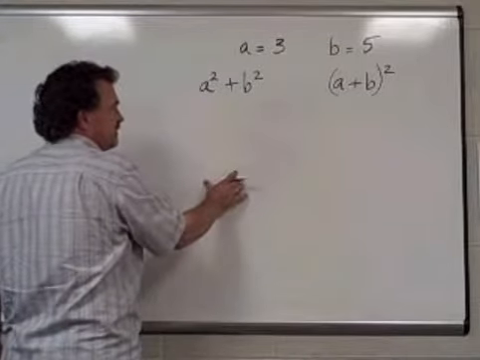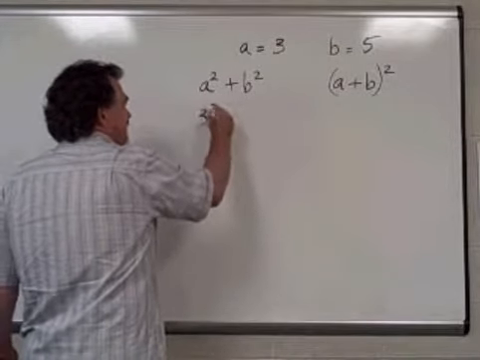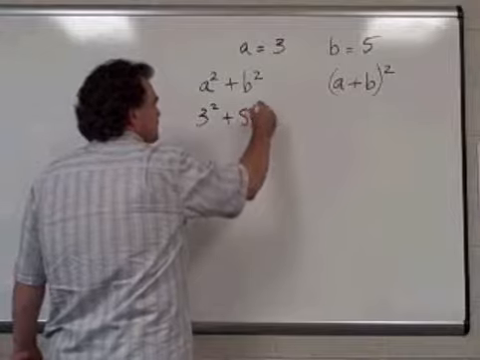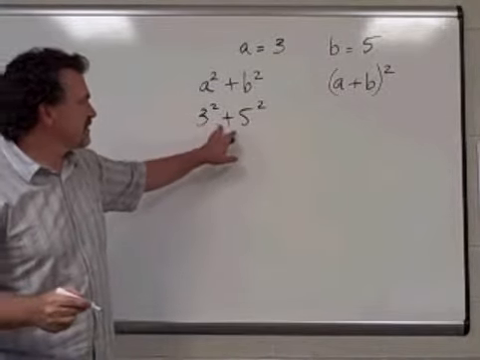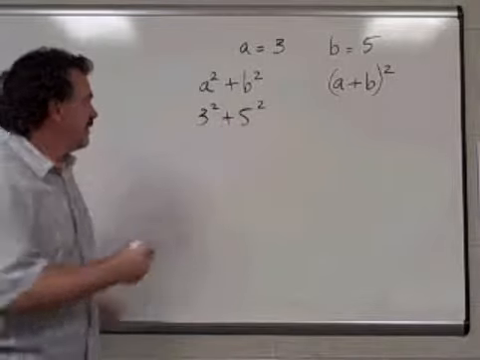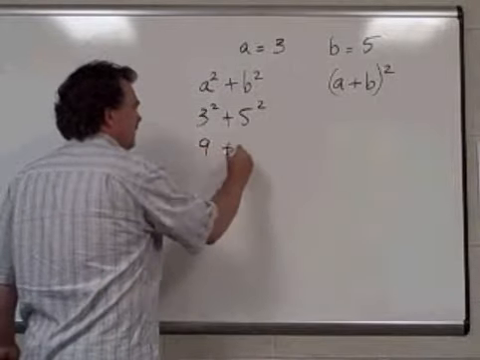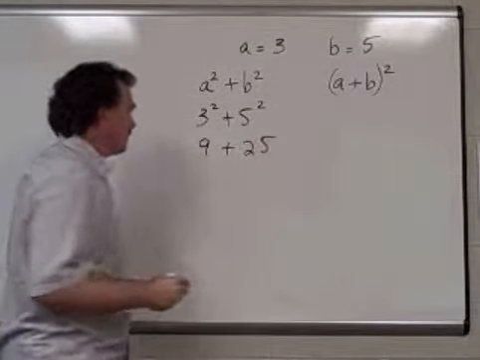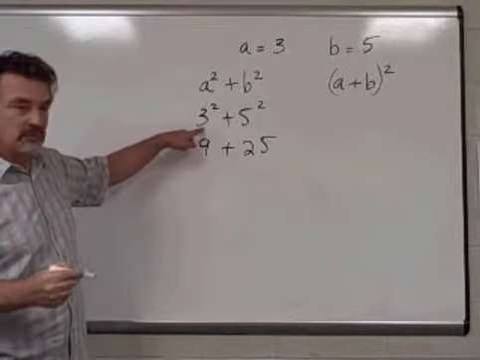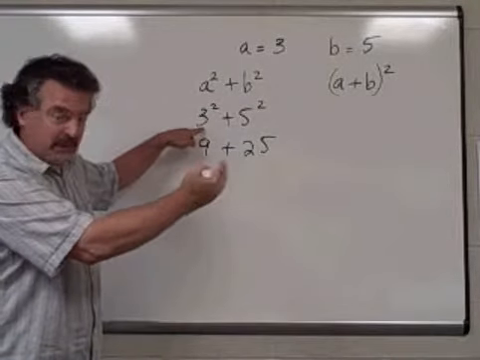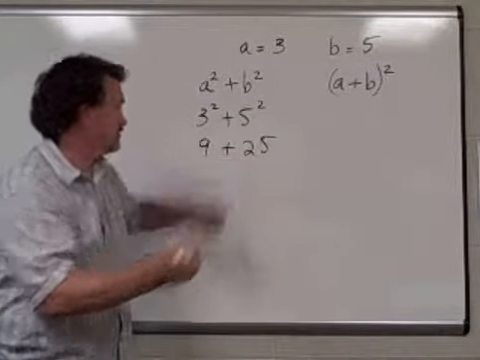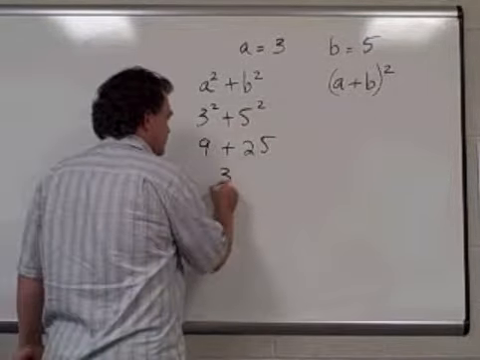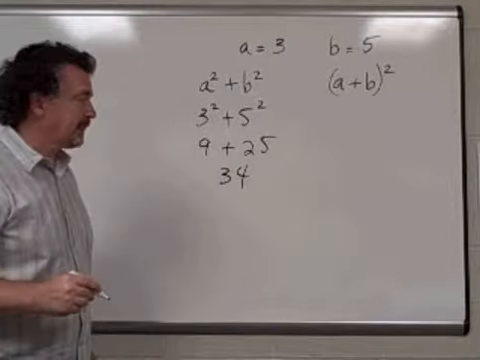Let's evaluate the left-hand expression first. That'll be 3 squared plus 5 squared. Exponentiation has precedence over addition. 3 squared is 9, 5 squared is 25. Remember, 3 squared means the 3 is written down twice and multiplied. 3 times 3 is 9. 5 squared means 5 times 5, 25. And that would give us 34.